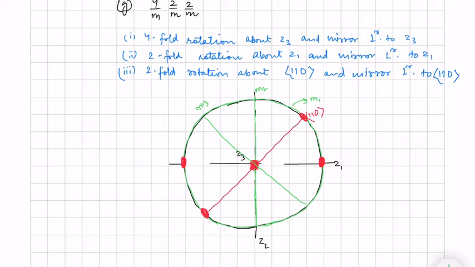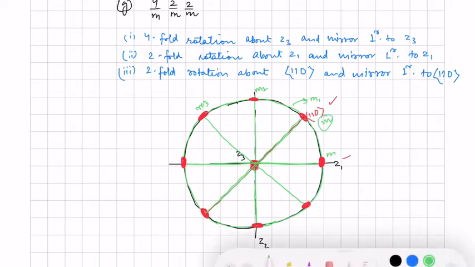So now let us apply 4-fold to these symmetry operations. Applying 4-fold to the 2-fold rotation about Z1, this one, we get a 2-fold rotation about Z2 as well. Now we apply a 4-fold rotation to this 2-fold rotation about 110. So there is 2-fold rotation about this mirror as well. Now applying this 4-fold rotation to mirror 2, we get this also as a mirror, and applying this 4-fold rotation to mirror 3, this also acts as a mirror.